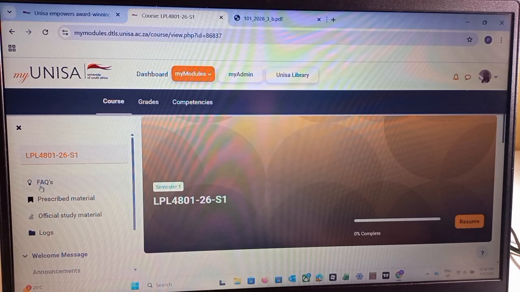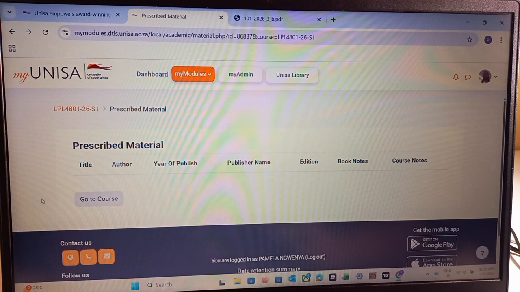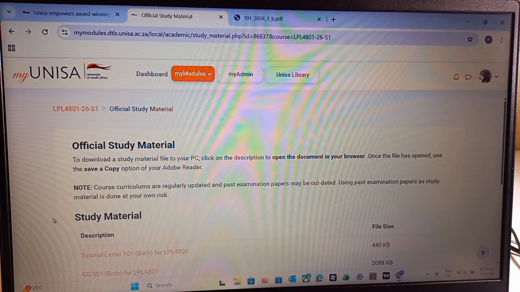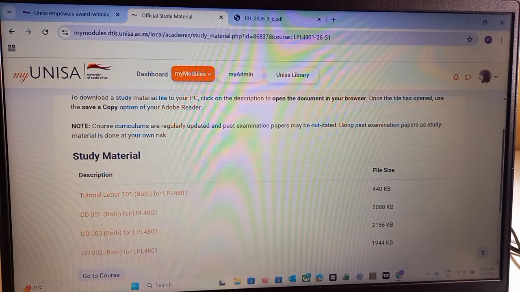We are going to skip that, and then we are going to check on prescribed materials and see what is there for us. There is absolutely nothing there, meaning there is no prescribed book for this module. We go back there, and then we go to official study material. Right, so there we go. We have a tutorial letter 101.